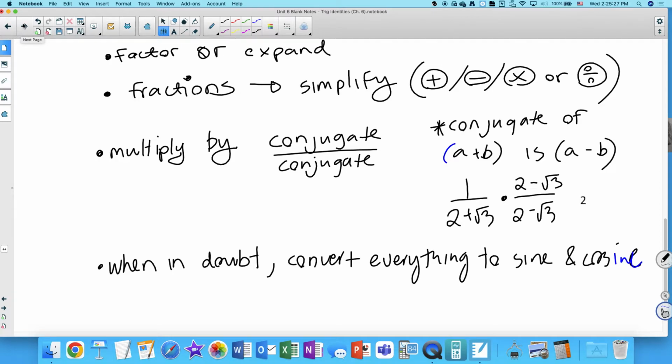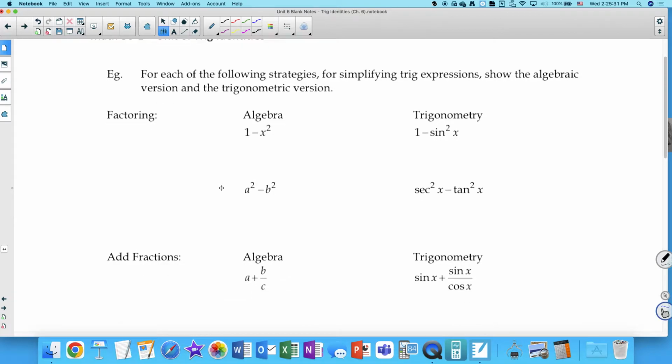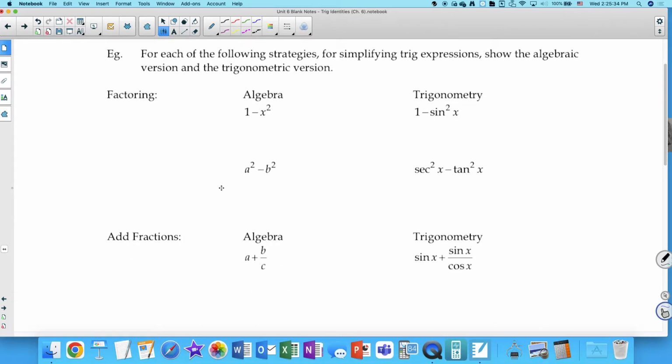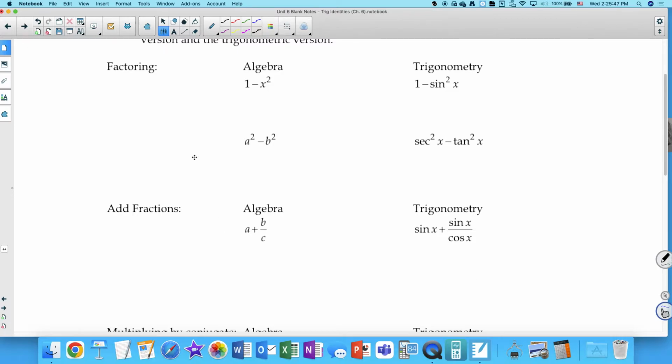So these are sort of just some tips before we get started. Okay? So now let's actually look at what some of these things look like. We're going to do this both with algebraic expressions and with expressions that involve trigonometric ratios, just so that you can get a sense of the parallels. But for example, if you're working with something like 1 minus x squared, well, this is a difference of squares. So this could be factored, and factoring may be a helpful step in proving an identity.